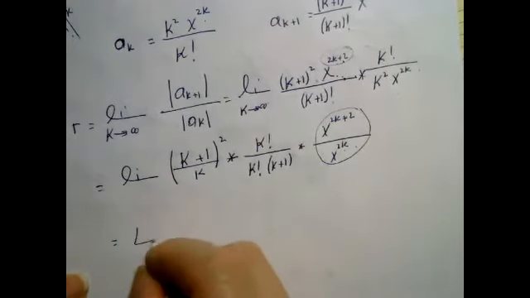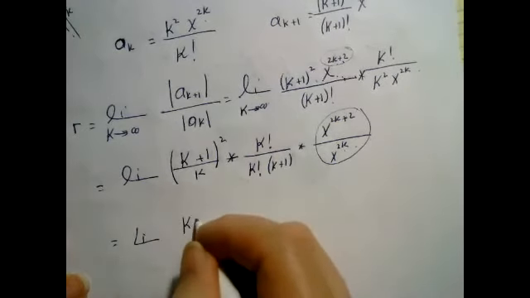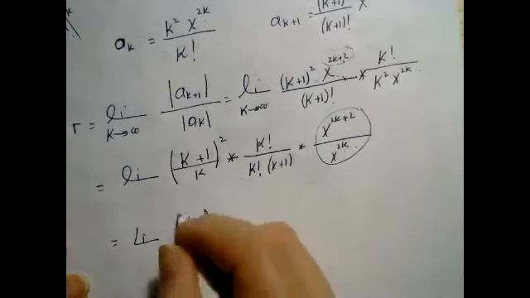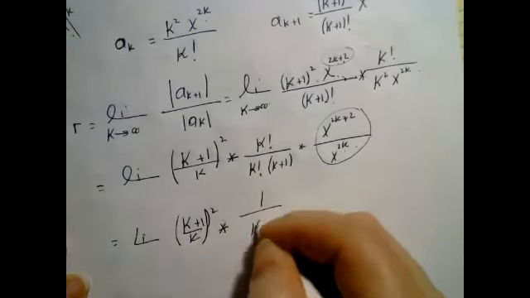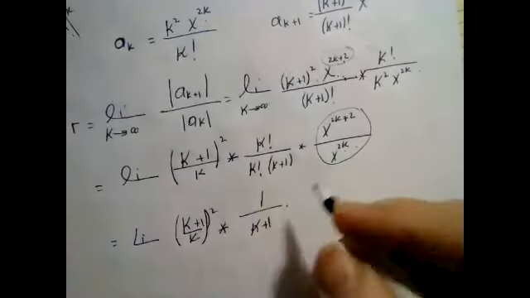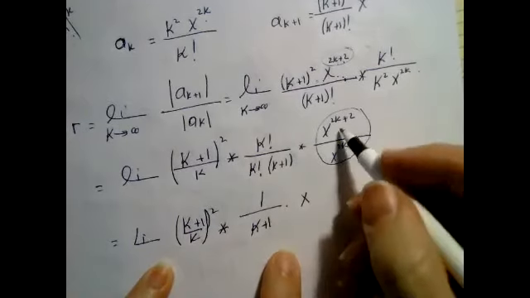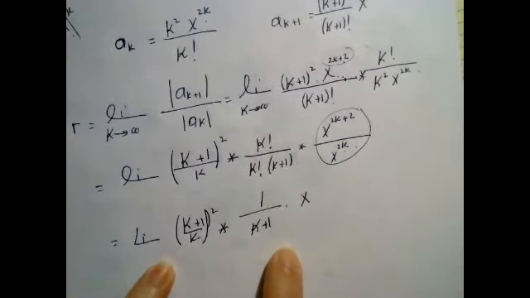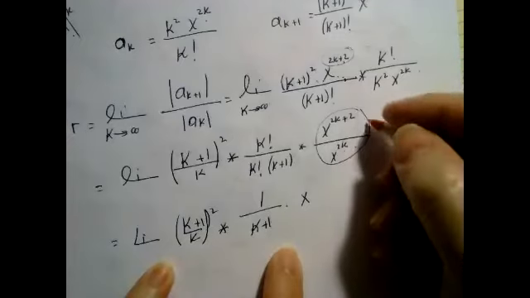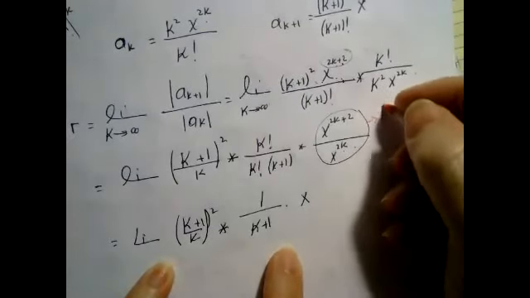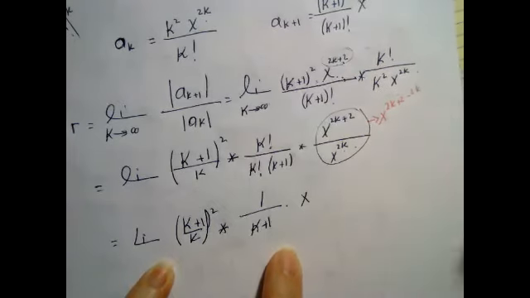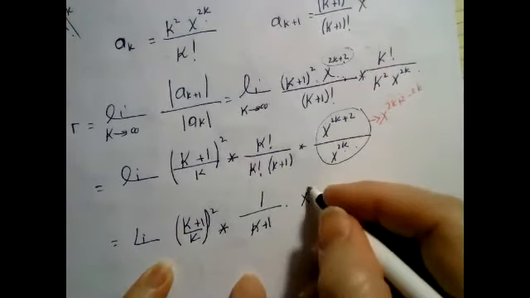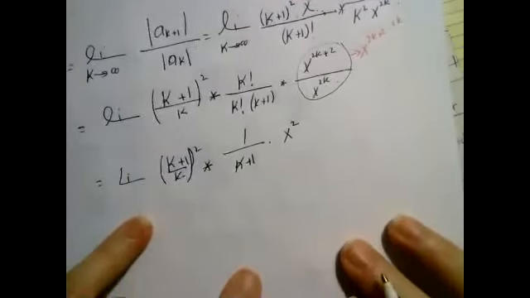So it's going to give me the limit of k squared times 1 over (k+1) times x squared. You can split this one however you want; that's 2k plus 2 minus 2k, so it's going to give me x squared. Okay, so now let us evaluate the limit.